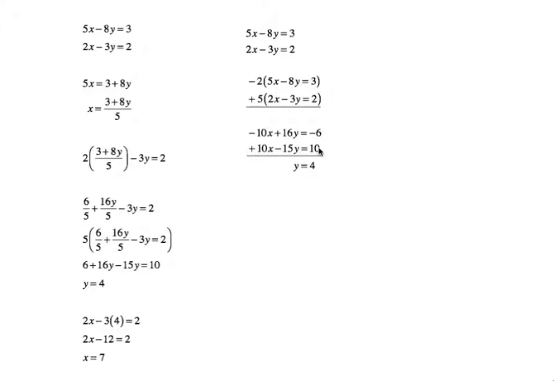Now when we add these equations together, the negative 10x and the 10x cancel each other out additively, and the 16y plus negative 15y gives me a positive y, just one y, and when I add the negative 6 and the 10, I get y is equal to 4. Now exactly as we did in solving by substitution, you can substitute that value of y into either equation and solve for x, and when you do, you'll have a value of 7.